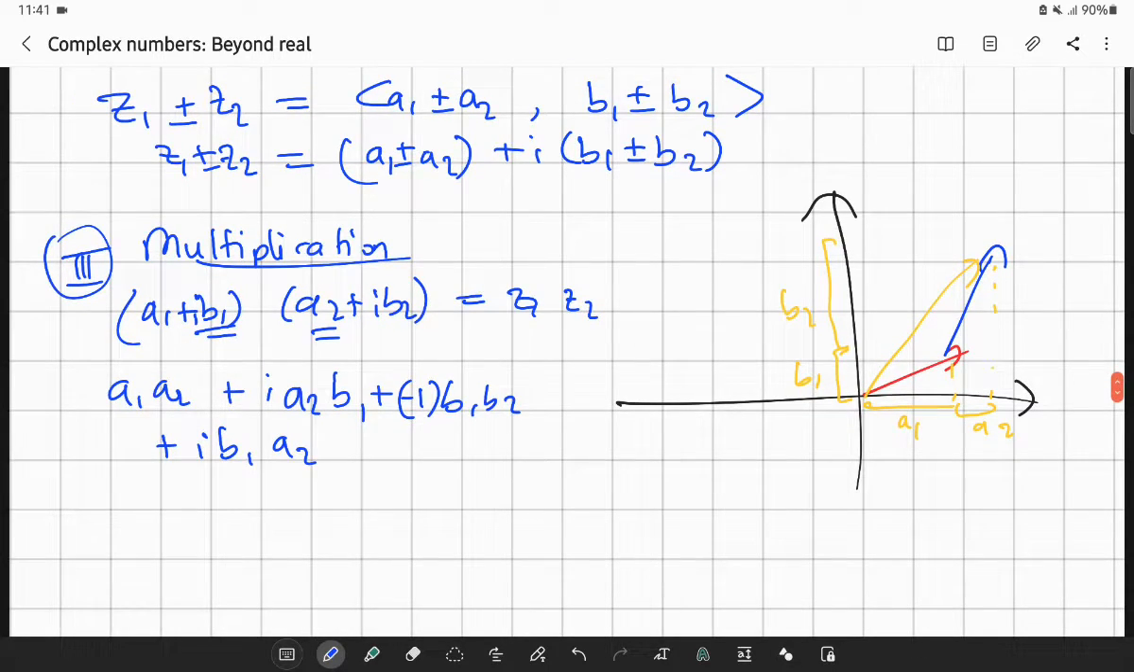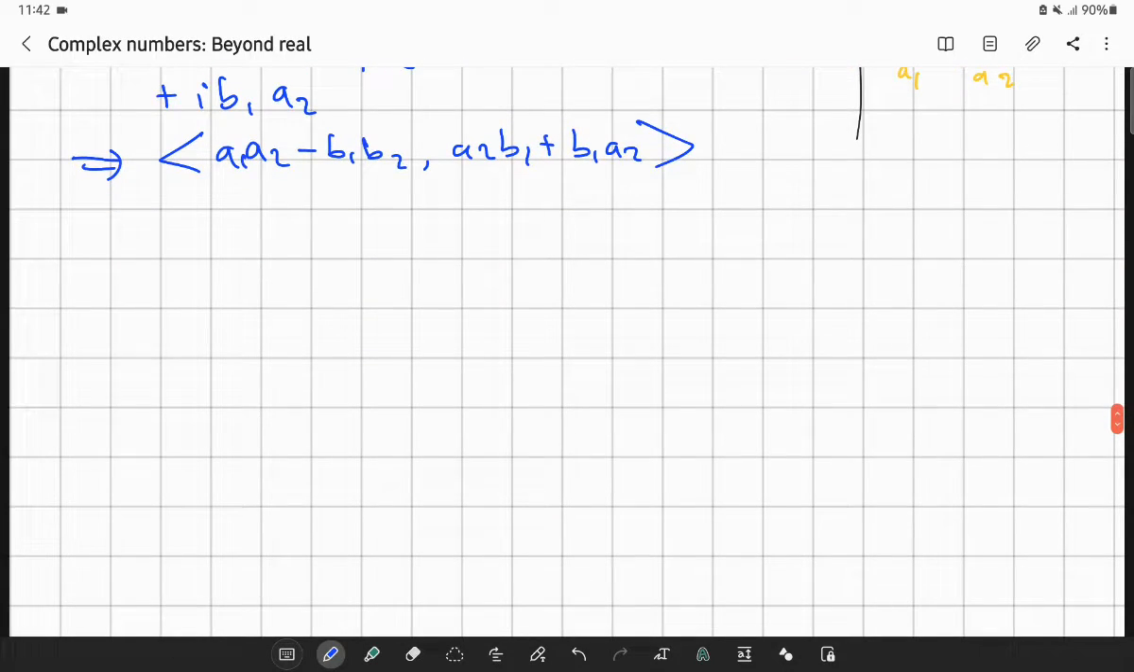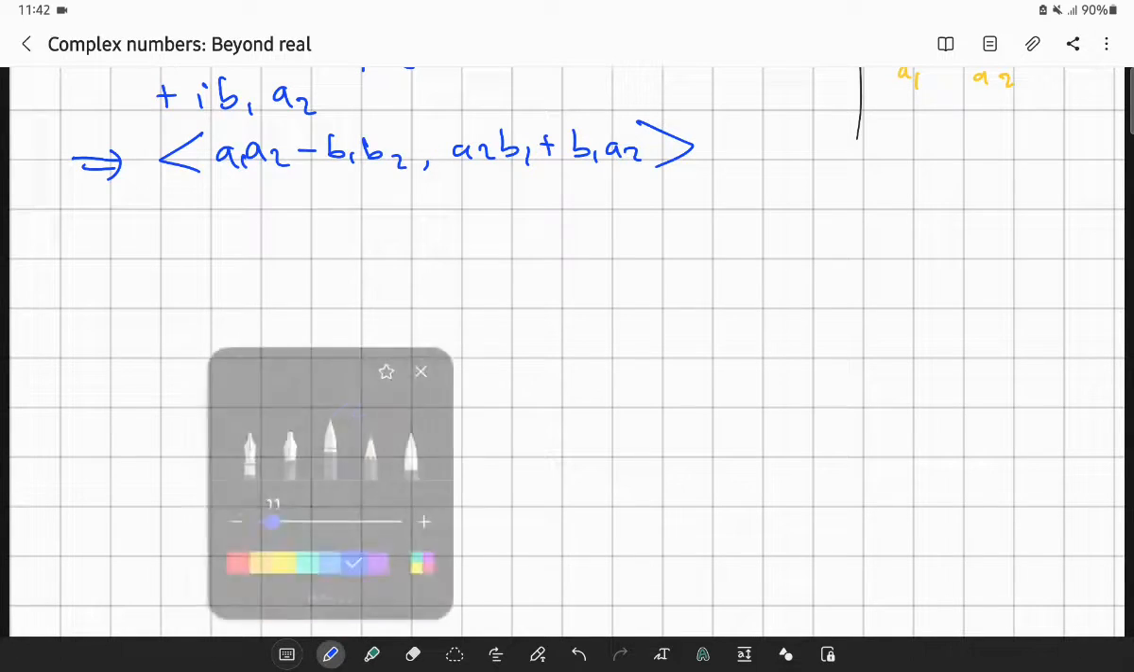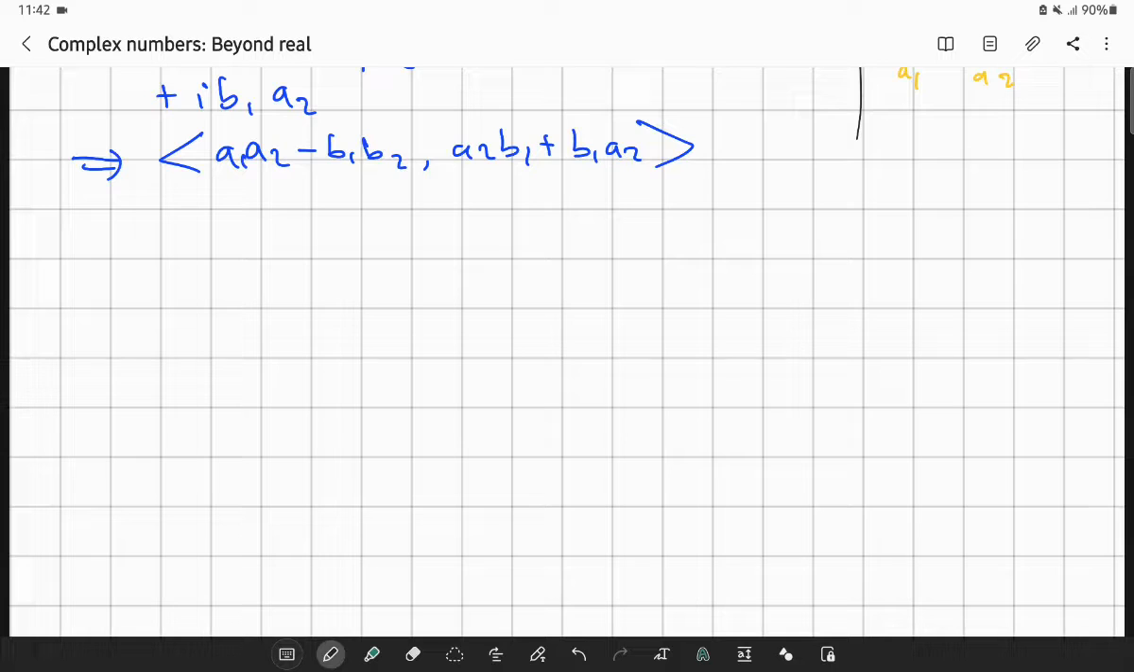So if I separate the real and imaginary parts, I'll have a1 a2 minus b1 b2, comma, and the imaginary part, I'll have a1 b2 plus a2 b1. You don't have to memorize this. Whenever you have an expression, you just do it like regular multiplication. Well, moving on to division. Now, before I do the division, I want to show you two operations with complex numbers that you don't have in real numbers, the modulus and the argument.